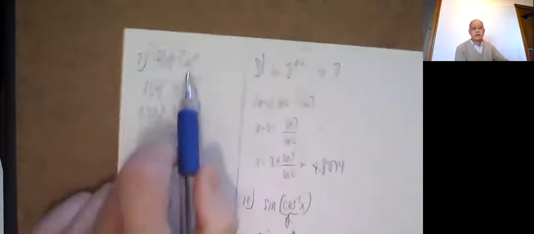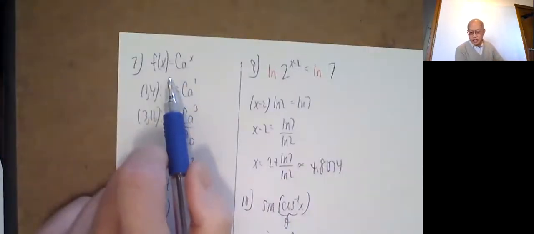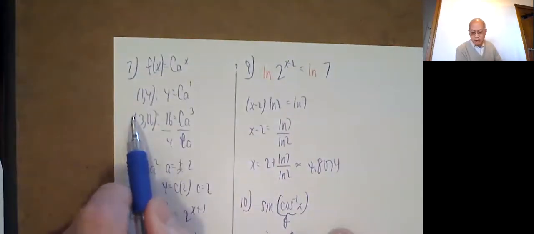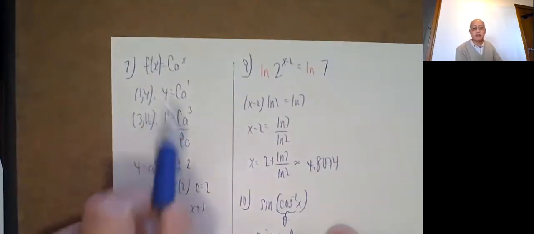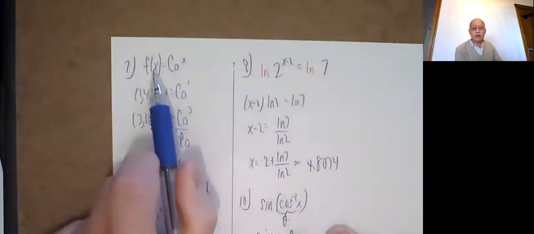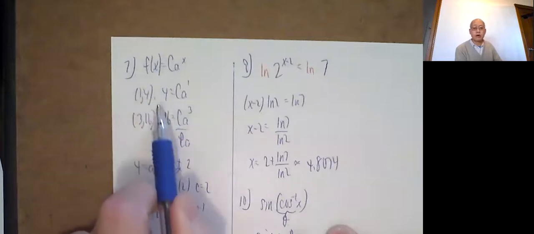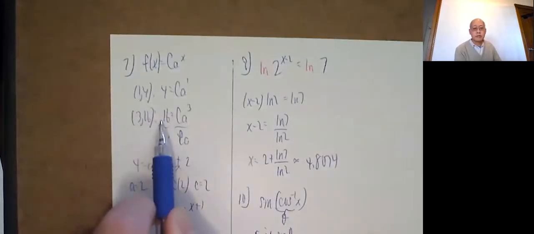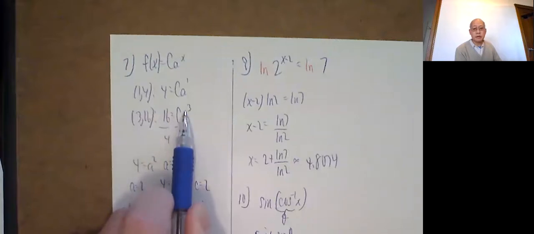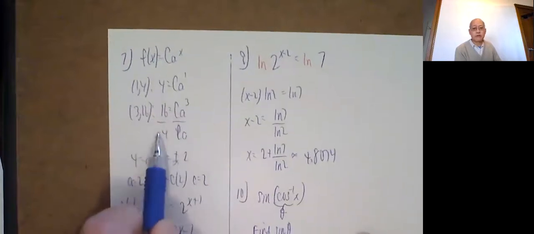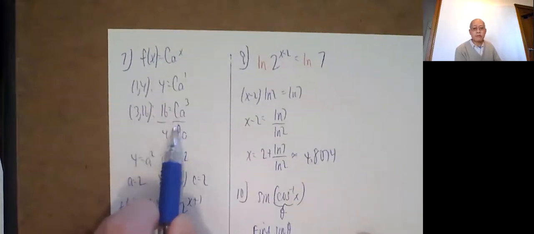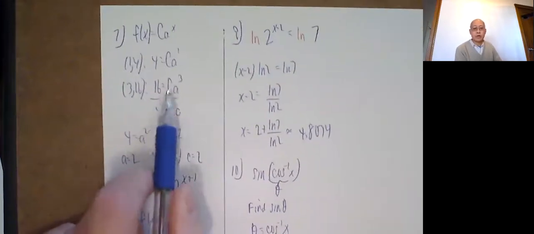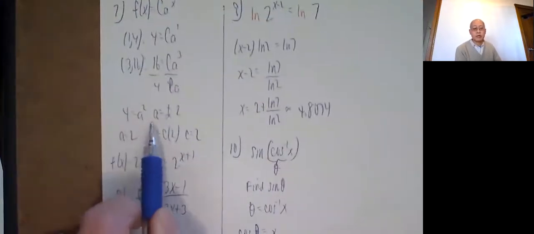Number 7, the function is c a to the x, and you're given the points (1, 4) and (3, 16). So I plug in 1 here and 4 for y, f of x: 4 equals c a to the 1. (3, 16) means put a 16 here: 16 equals c a cubed. Divide both sides by 4, divide by c a, which is 4. Okay, so I get 4 equals a squared. A is plus or minus 2.